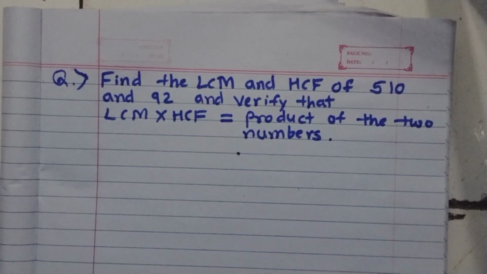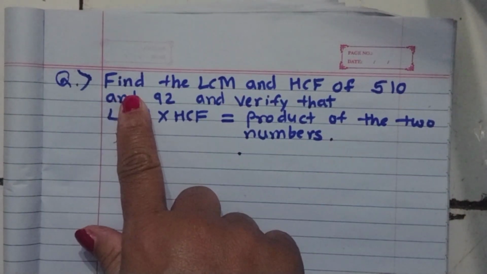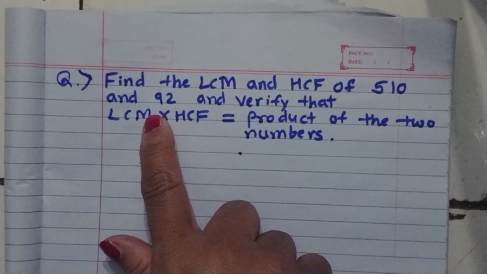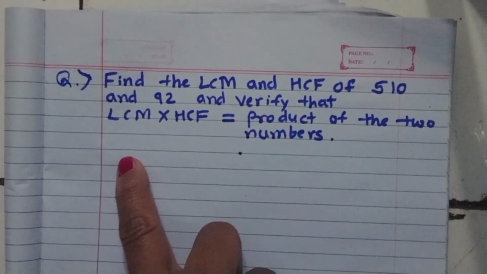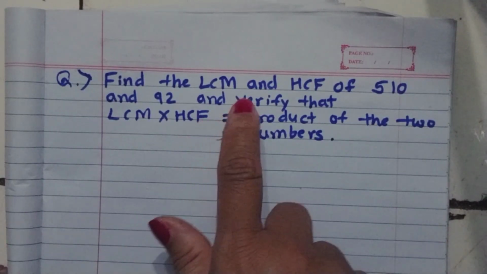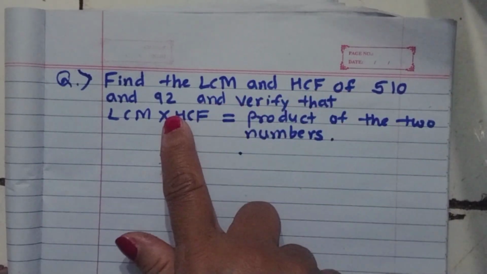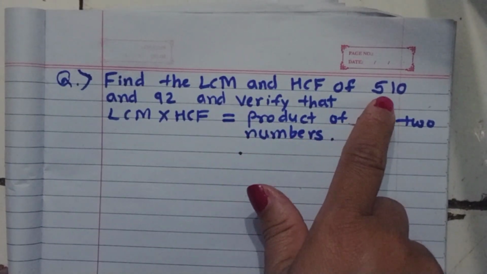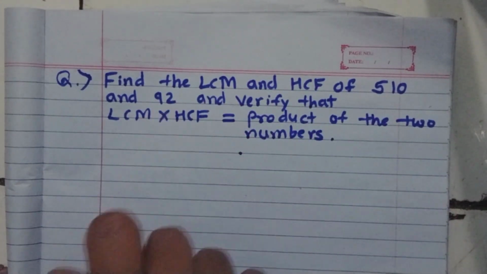Question is find the LCM and HCF of 510 and 92 and verify that LCM multiplied by HCF is equal to the product of the two numbers. So in this question we have to find LCM and HCF of 510 and 92 and verify that LCM multiplied by HCF is equal to the product of the two numbers, that is the product of 510 and 92.